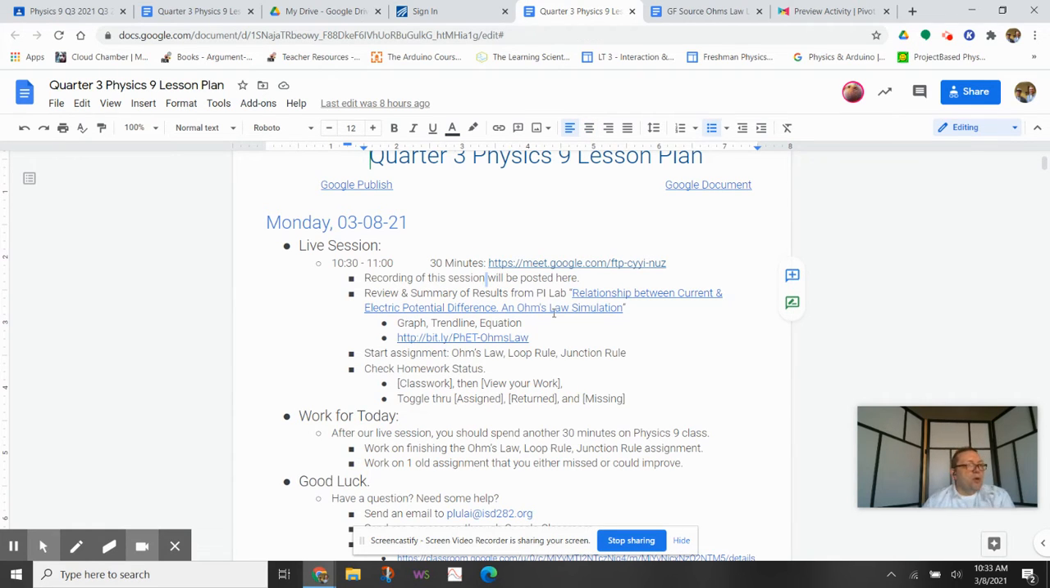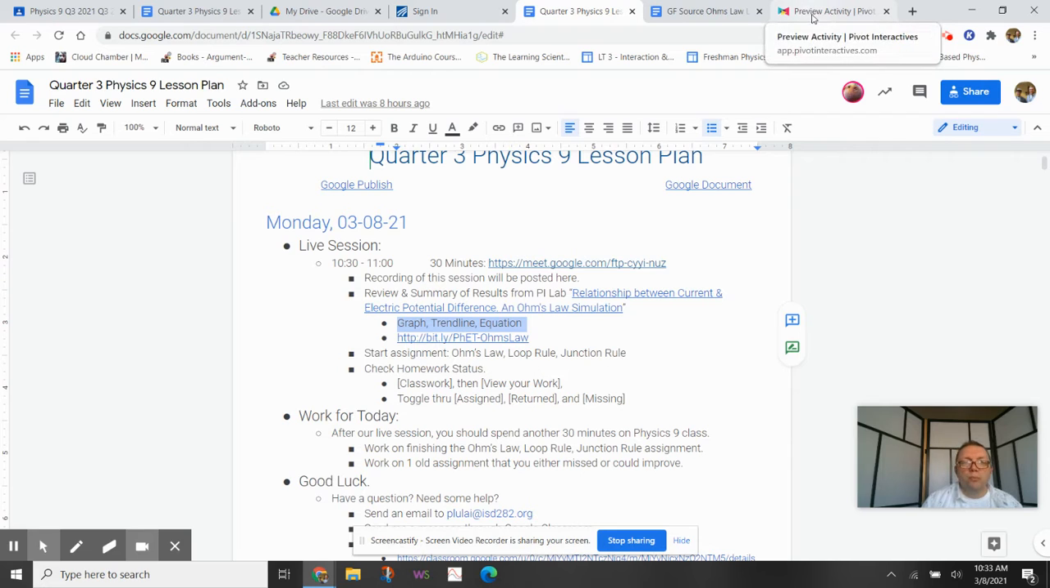Today we're going to take a little bit of a look at the lab that we were supposed to be working on Friday. I think I set the due date as this morning or maybe yesterday. I forget what I did for the due date. So we'll take a look at this lab, the relationship between current and electric potential difference, make sure that has a reasonable sense, and then make sure we understand the graph, the trend line, and the equation for that.